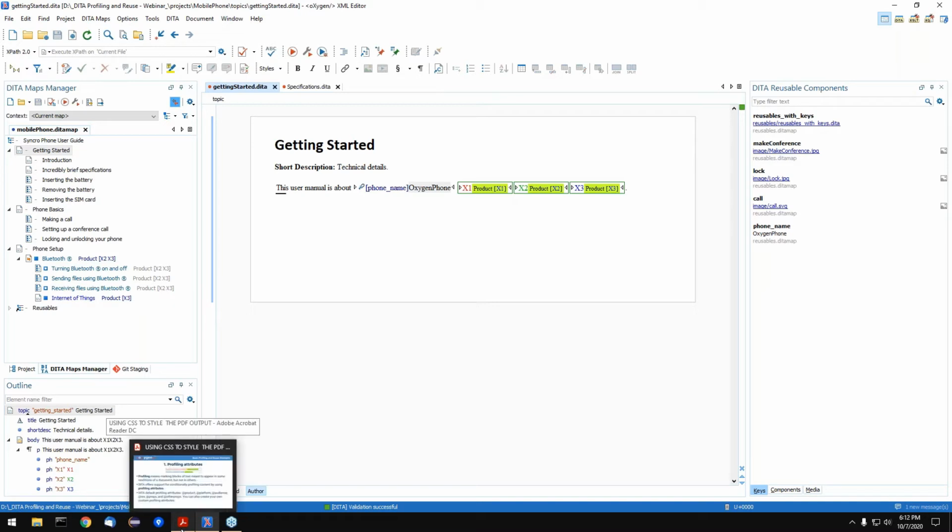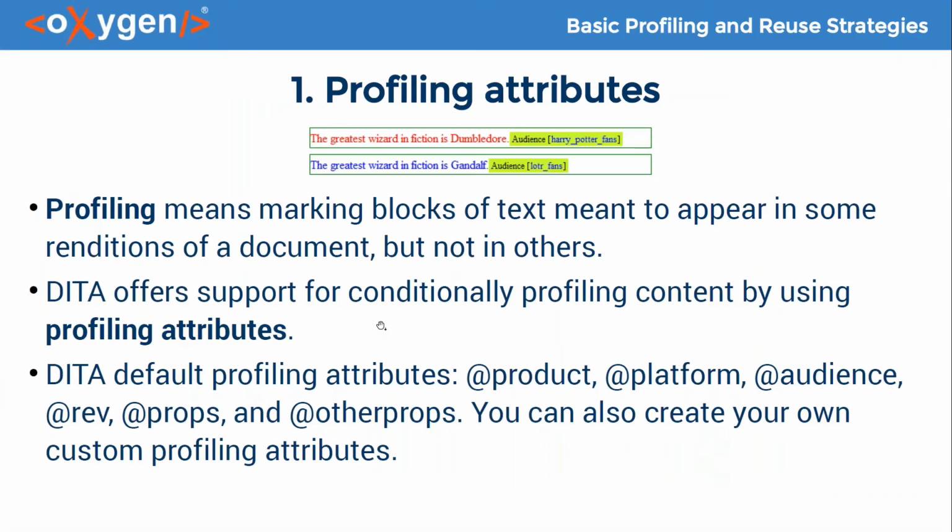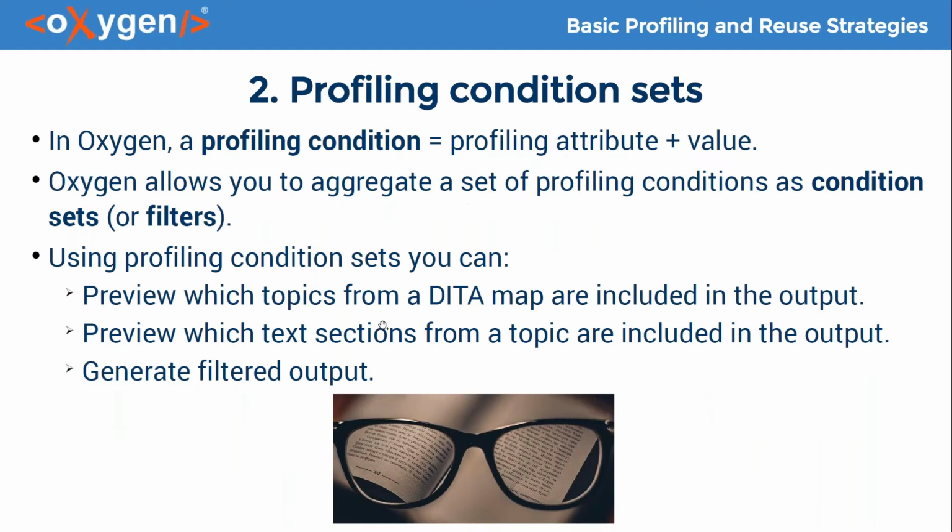Now that we have discussed profiling attributes, it's time to move on and talk about profiling condition sets. In Oxygen, a profiling condition is actually a pair made of a profiling attribute and a profiling attribute value. So for example, we have the condition that the product is X3, or another profiling condition is that the audience is expert or technician or something else.